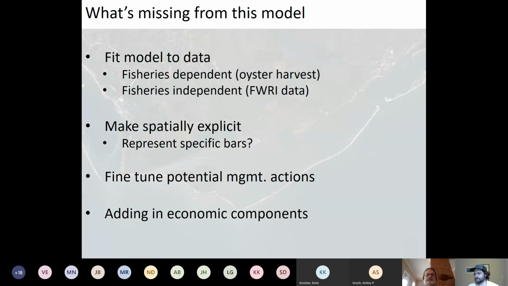All right, so model's not complete. Lots of stuff is missing. It has to be fit to data. I talked about that already. Once we fit it at a bay-wide scale, we'll downscale it to some specific bars, and then fine-tune for some management actions, meaning that we have to put in some different knobs to be able to say, okay, well, what if we're going to do some specific actions with returning shells to the bay, or some specific spatial closures, or are we going to change who can go fishing? Any of those things have to be put in. And then finally will be the economic outputs to turn it into value, and potentially other ecosystem services.